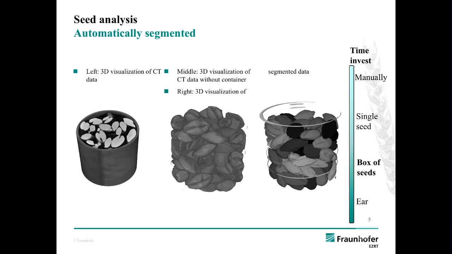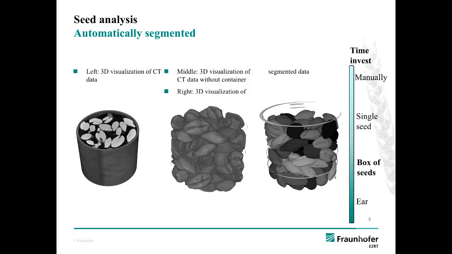On the left-hand side you see the reconstructed volume of barley seeds. We then have the image analysis afterwards to segment the seeds individually. On the right-hand side, you see each seed has a different gray value, which means they are detected by the algorithm on their own. So on a single seed level, we detect the seeds and can calculate the traits afterwards, like the shape, the weight, the density and whatever you want.